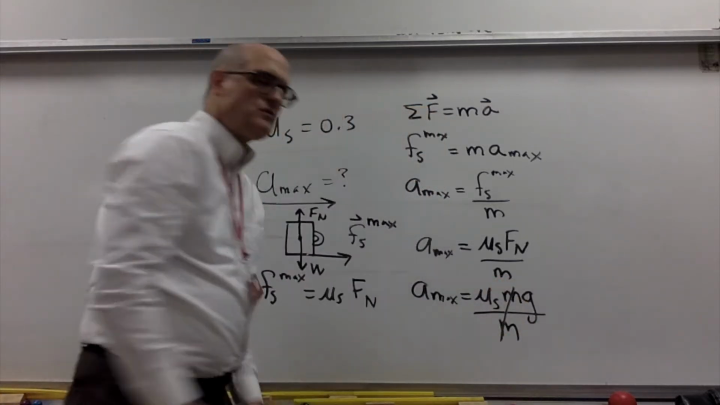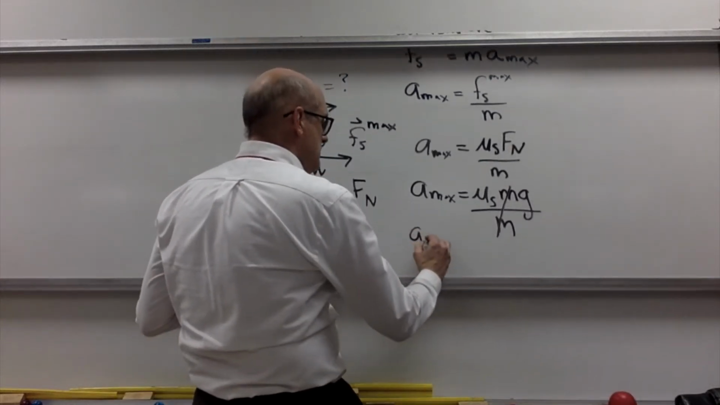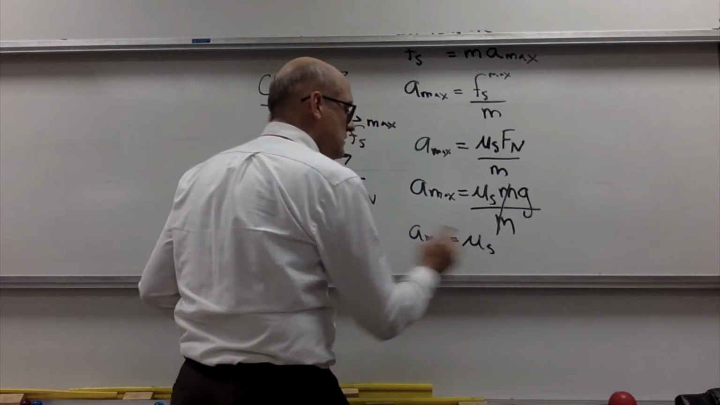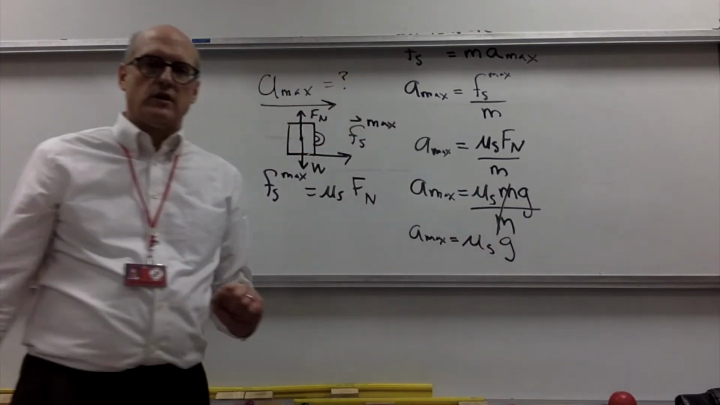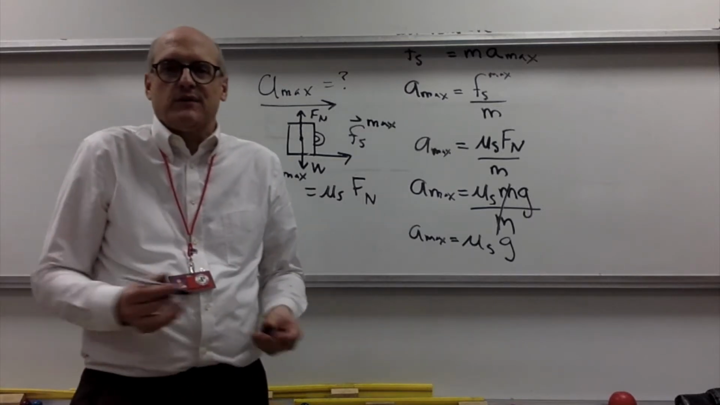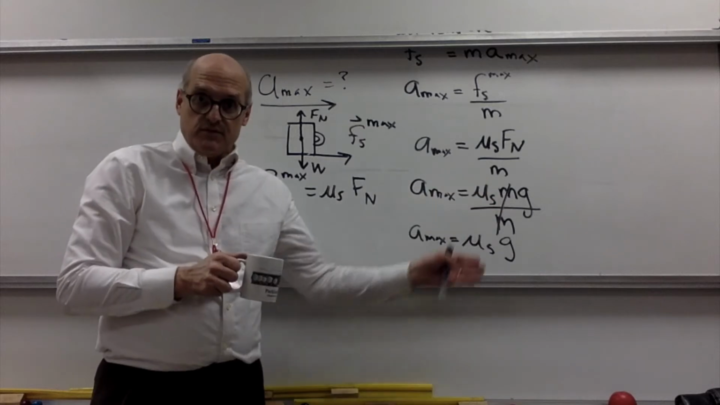Mass of the cup cancels. Maximum acceleration then is simply equal to the coefficient of static friction times the acceleration due to gravity. Pretty neat. So you see, it doesn't even matter if the cup is filled, right? Because mass cancels out.